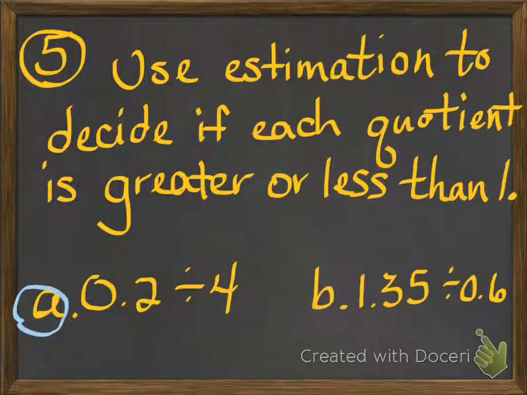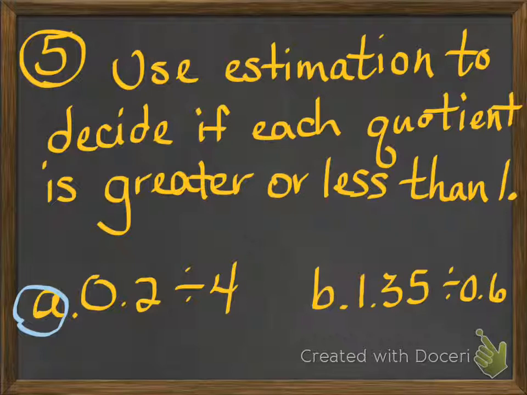On answer B, I have 1.35 divided by 0.6. If I were going to make a division box, this time it's the other way around. This time the dividend is bigger than the divisor, so I have to do a little bit more thinking to see if it's going to be less than 1. So let's go ahead and round these numbers.